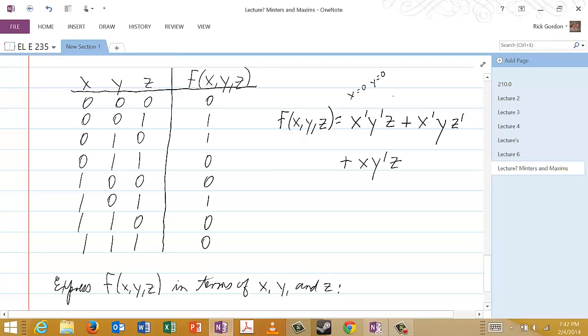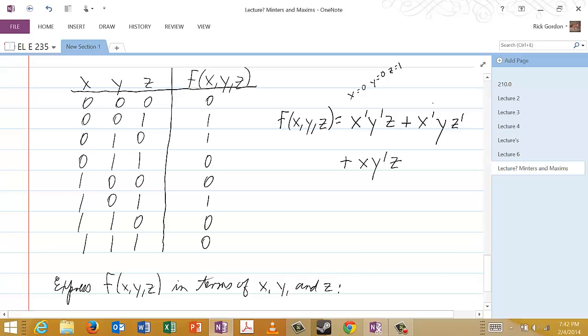And for z to be 1, well, z must be 1. So the combination that will make the first minterm equal to 1 is x equals 0, y equals 0, and z equals 1. Now, I suggest that you turn off the tape for a moment and try to find the situations that will make the remaining two minterms equal to 1, and then resume.